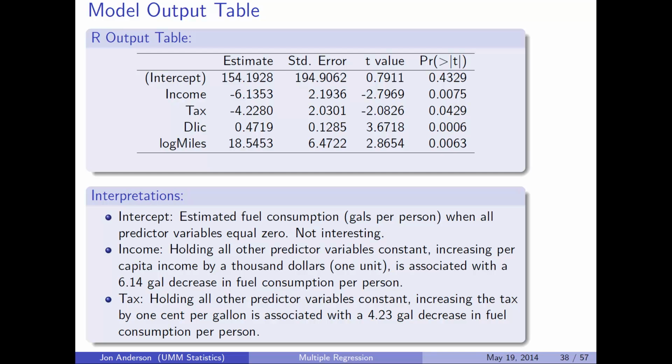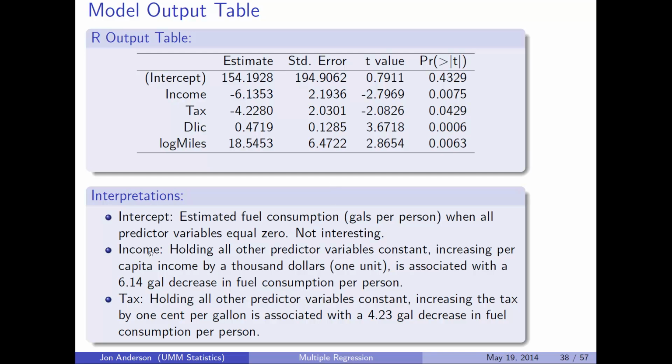And so in this overhead 38, we go through that same content and we do the interpretations. Now the intercept is not usually interpretable, because we usually will never have a case where income and tax and mileage are all zero. So it really doesn't make much sense to talk about the estimated intercept, and we usually don't bother. But the other coefficients are important.